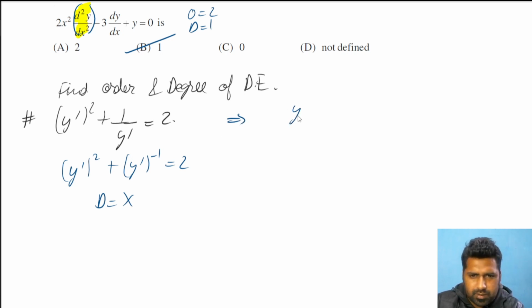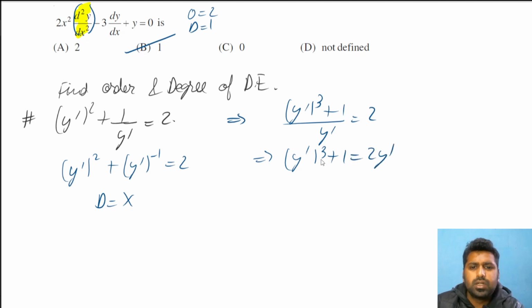If I take the LCM, it becomes y dash cube plus 1 upon y dash is equal to 2. This becomes y dash cube plus 1 is equal to 2y dash. Now if you look at this equation, can you tell me whether the degree is defined or not? Only y dash is there, and both the y dash have positive powers, so that means it's not a problem, degree is defined.